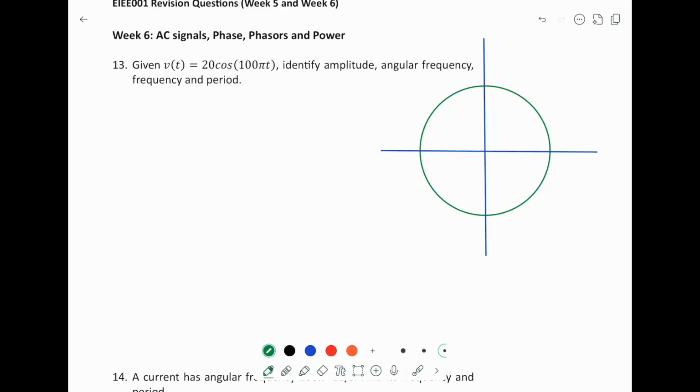Let's look at, in engineering, how to represent an AC signal. For example, we want to express an AC voltage. We use a small letter v, and this is a function of t. Next, this is the maximum, the amplitude of the signal. Here I put 20. Now if I don't write the unit, it will be assumed as volt.